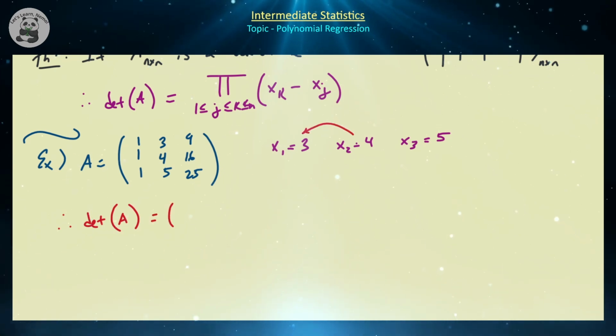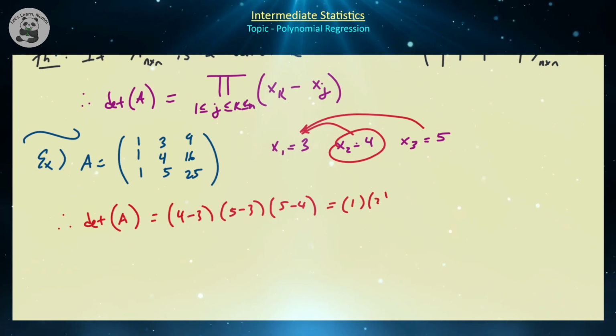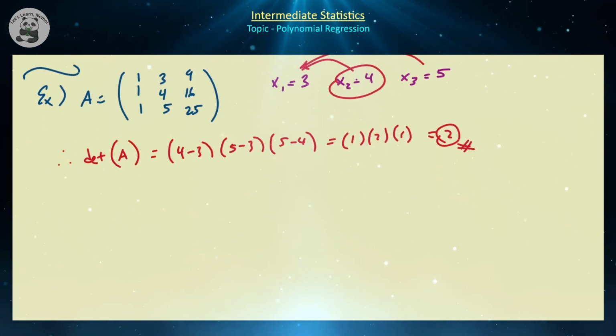so we're going to do 4 minus 3, and then 5 minus 3, multiplied together, and then we're going to shift up to the next element, which is going to be 5 minus 4. So that's going to be equal to 1 times 2 times 1, which is going to be equal to 2. So that's going to be the determinant of this associated Vandermonde matrix. So when is this determinant equal to 0?